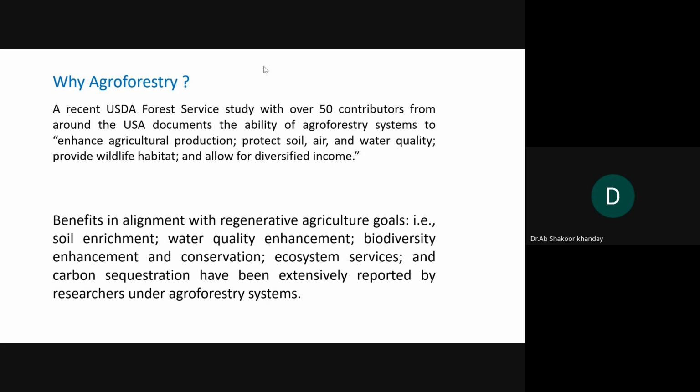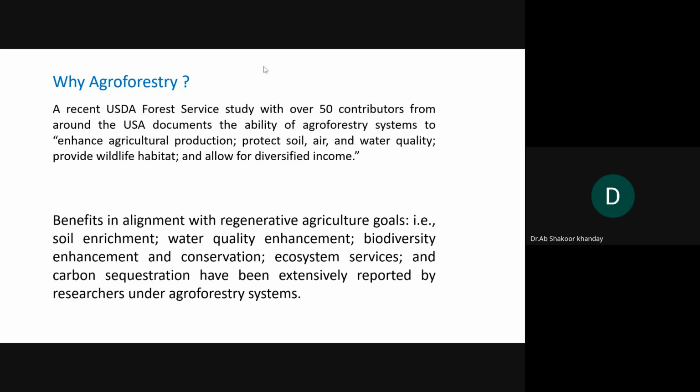So why should we adopt agroforestry as a regenerative system? What are its properties? What does it hold that prompts us to adopt agroforestry as a regenerative agricultural production system? A recent USDA Forest Service study with over 50 contributors from around the USA documents the ability of agroforestry systems to enhance agricultural production, protect soil, air, and water quality, provide wildlife habitat, and allow for diversified income.